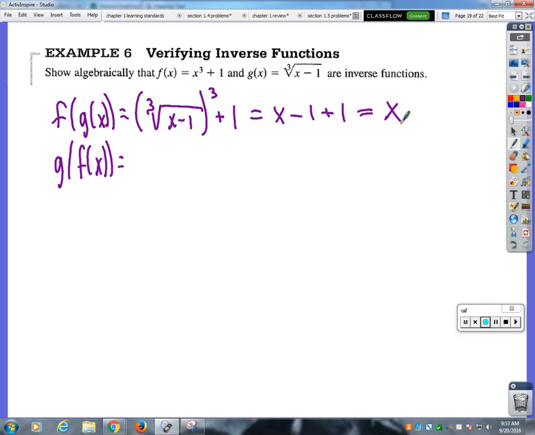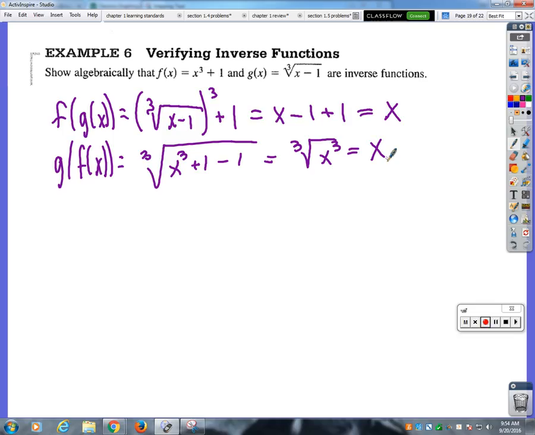Now we need to show that g of f of x also is going to be equal to x. So I'm going to take this piece right here and substitute it in for that x. So cube root of x cubed plus 1, minus 1. This time, what do I do underneath the cube root first? Cancel the 1's. So then I have the cube root of x cubed. And since the cube root of x cubed is just x, we have shown algebraically that those two functions are inverses, okay?